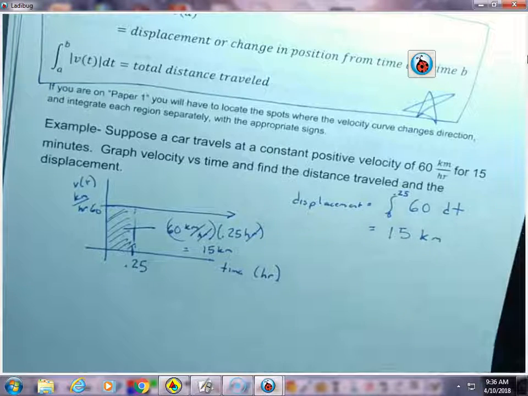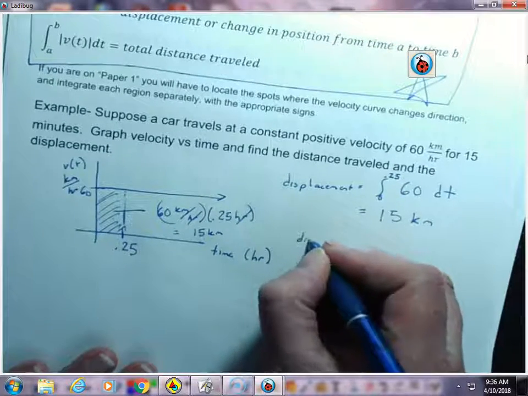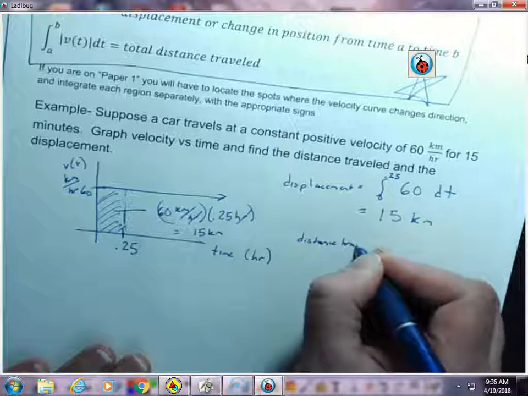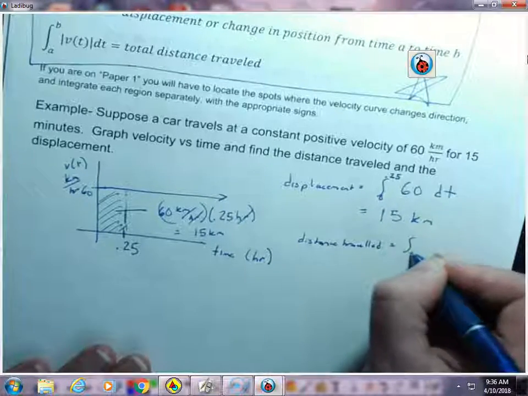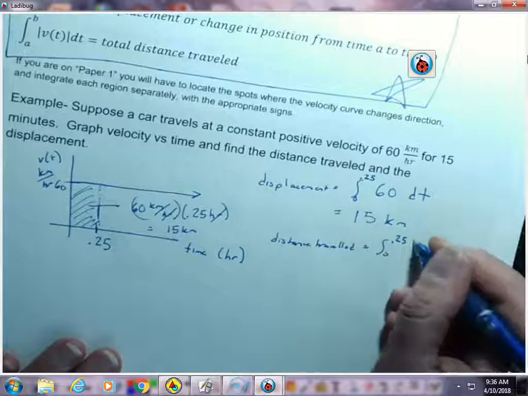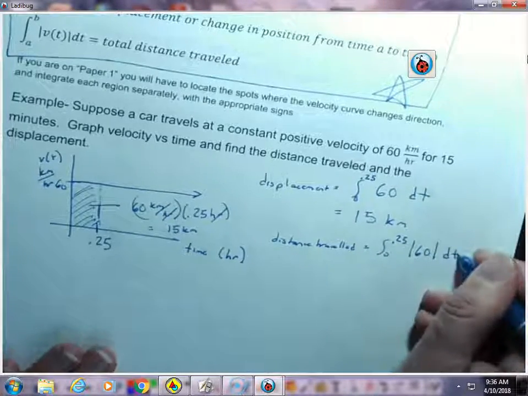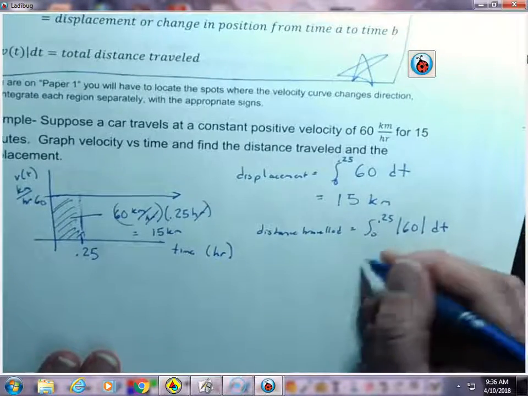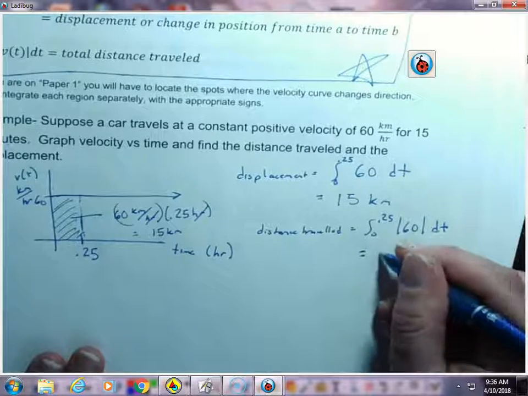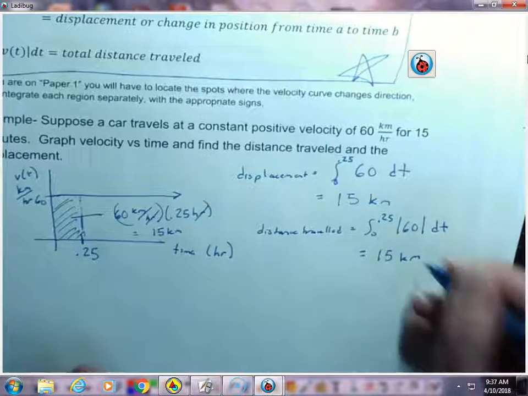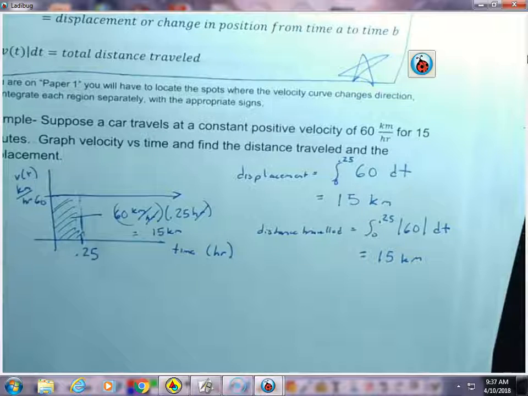If you integrate this, you'll get 60t, plug in your upper bound minus your lower bound, and you will get exactly the same thing. For distance traveled, you're supposed to integrate the absolute value of that. Is it going to be any different? No, and you know it's not because it is entirely above the x-axis. If it goes below the x-axis at any point, then you need to split it, do the integral of whatever's above the x-axis, and then minus whatever the integral is for anything below the x-axis.